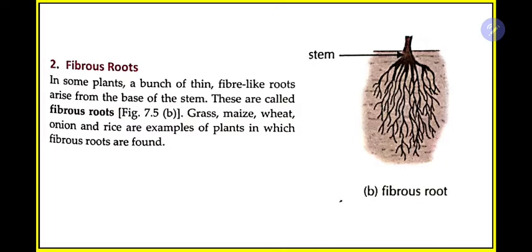As the name suggests, it will be like fibers, right? So see, from the stem, all the roots are coming together and these are like fibers, right? In some plants, a bunch of thin fiber-like roots arise from the base of the stem. These are called fibrous roots. Okay, I think it is clear. That means from the stem, many branches will come out together, and this will be known as fibrous root. Examples are grass, maize, wheat, onion, and rice plant, which have this type of fibrous root.